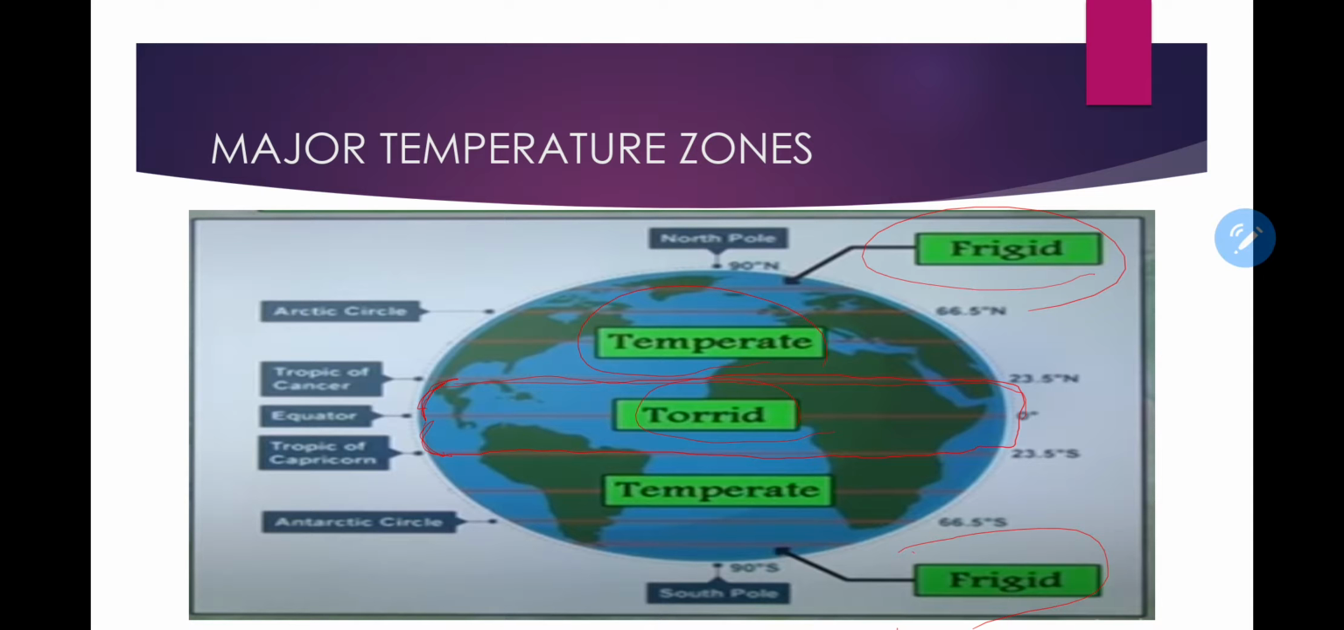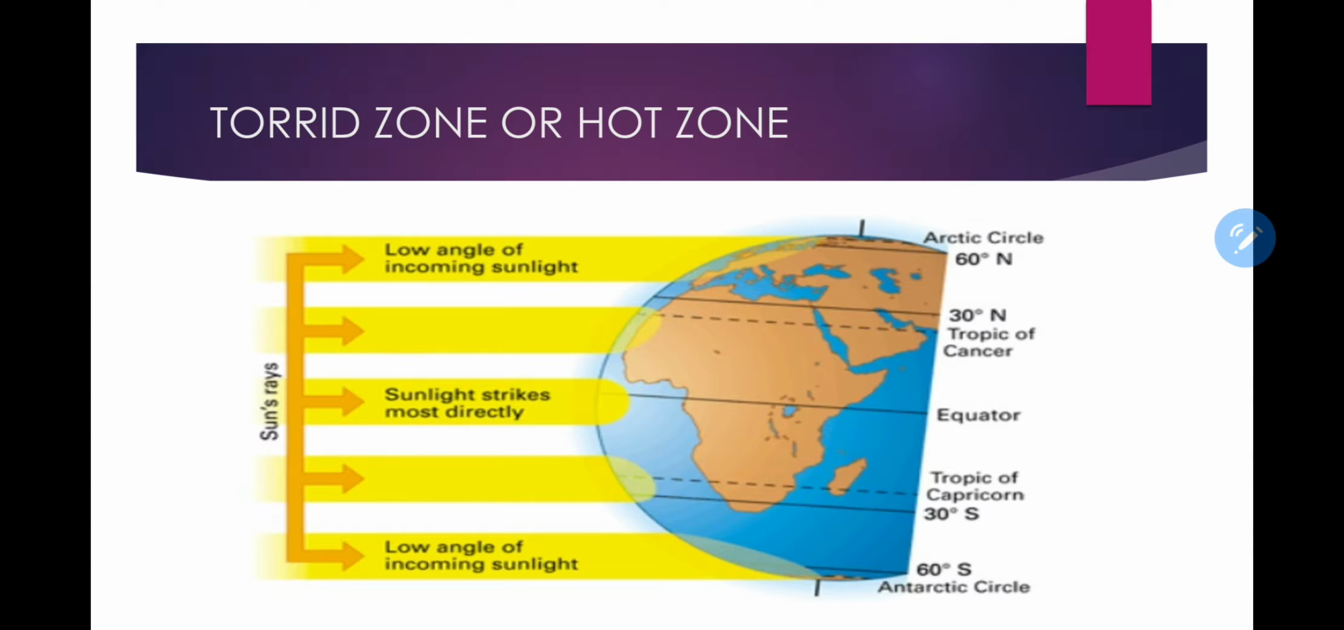After that, from Tropic of Cancer to Arctic Circle in the northern hemisphere and from Tropic of Capricorn to Antarctic Circle in the southern hemisphere, this area is called temperate zone. Which zone? Temperate zone. And beyond the Arctic Circle to the North Pole and beyond the Antarctic Circle to the South Pole, this area is called frigid zone. Which zone? Frigid zone.